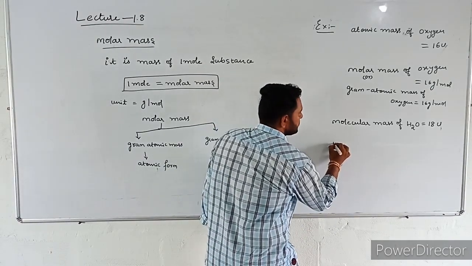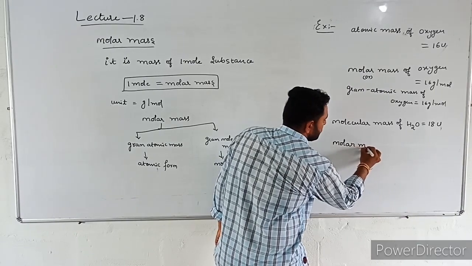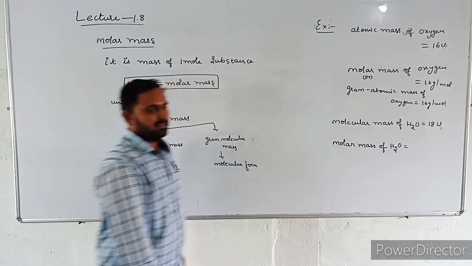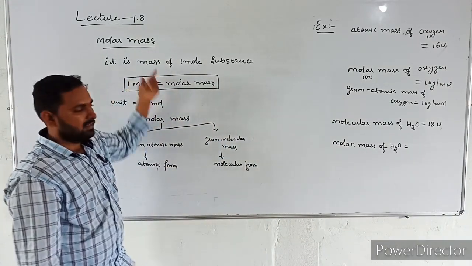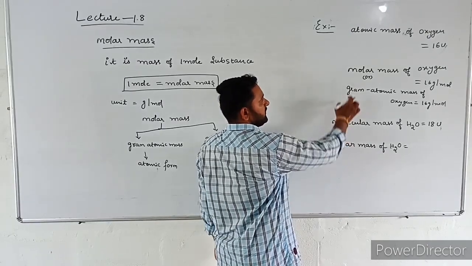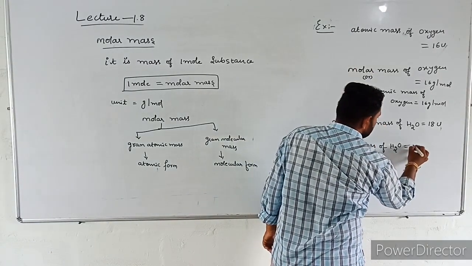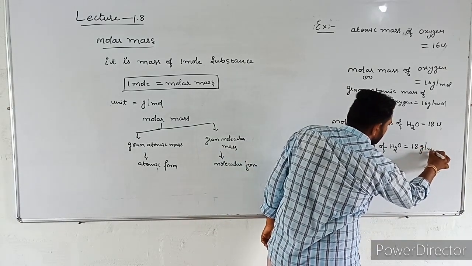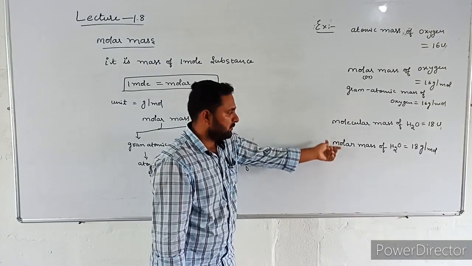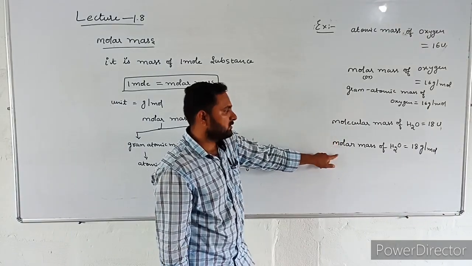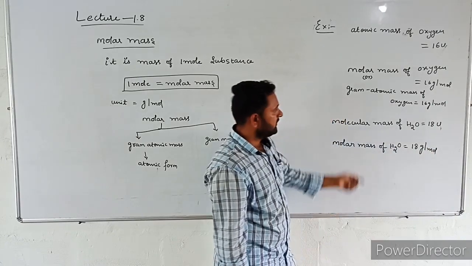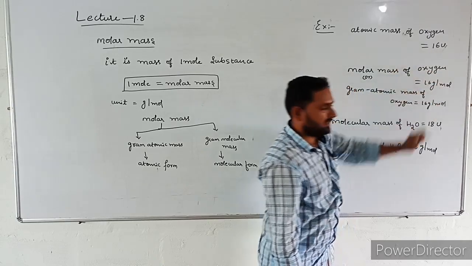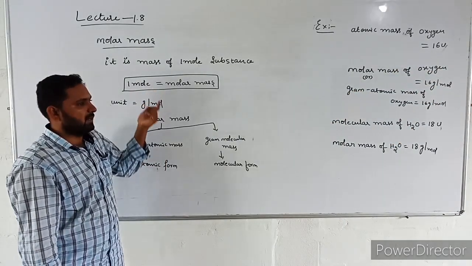Then what is the molar mass of water? The molar mass is numerically equal to the molecular mass and atomic mass. So the molar mass of water is also 18, but the unit is different: 18 gram per mole. Molecular mass and molar mass have the same values, but the units are different. This is molar mass.